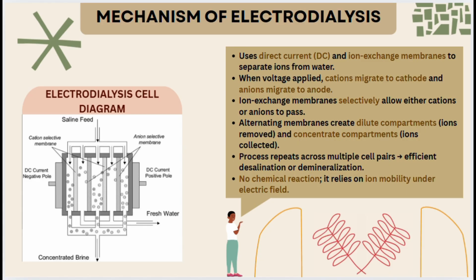Moving on, alternating membranes create two compartments, which are the dilute compartment and the concentrate compartment. In the dilute compartment, the ions are removed, while in the concentrate compartment, ions are collected. As you can see in the diagram, there are two outputs, which are freshwater and concentrated brine, where freshwater is from the dilute compartment and concentrated brine is from the concentrate compartment. This process repeats across multiple cell pairs for efficient desalination or demineralization. There's no chemical reaction, it just relies on ion mobility under electric field.